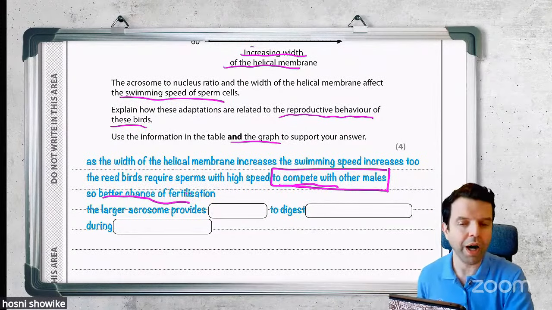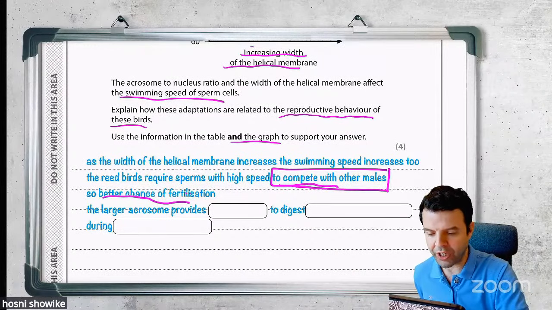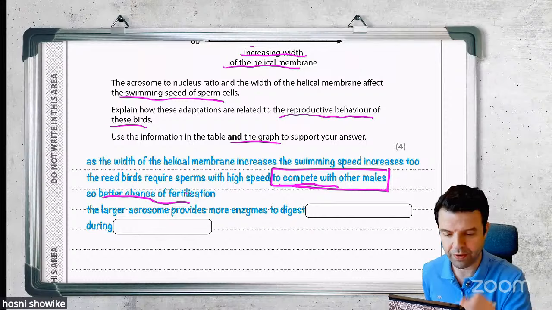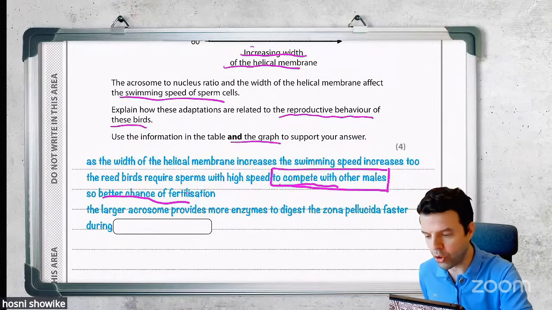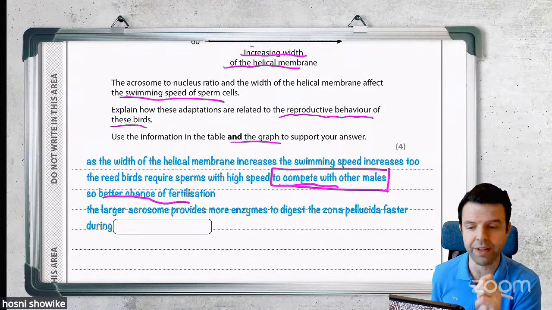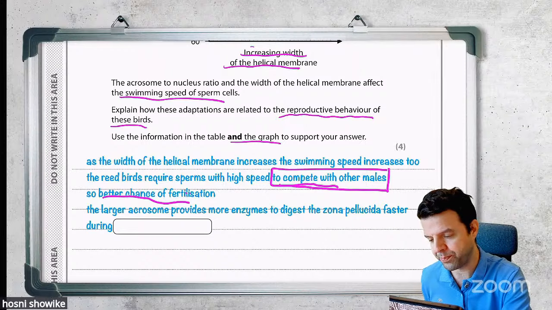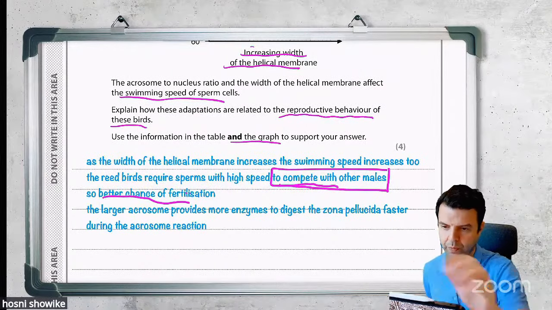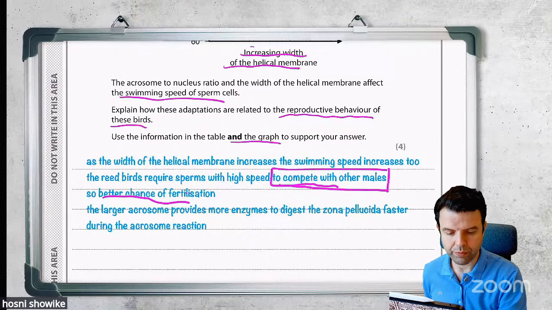Why is having a large acrosome good? Because it will have more enzymes to digest the zona pellucida during the reaction where you're digesting that zona pellucida, which we call the acrosome reaction. All right.